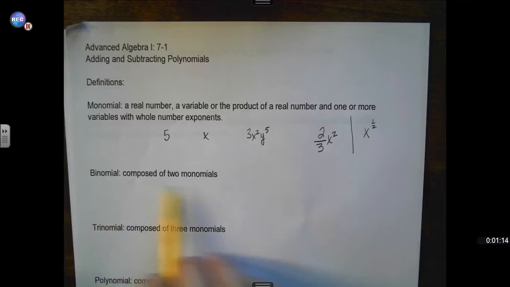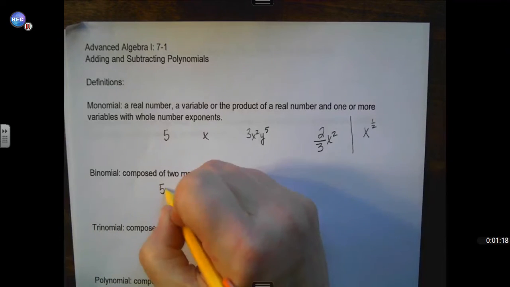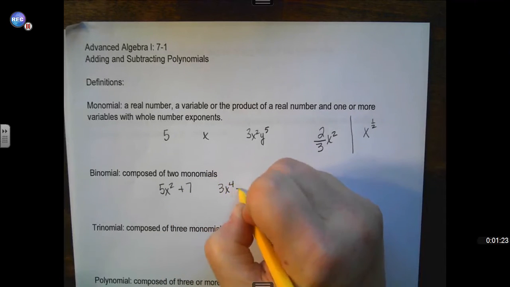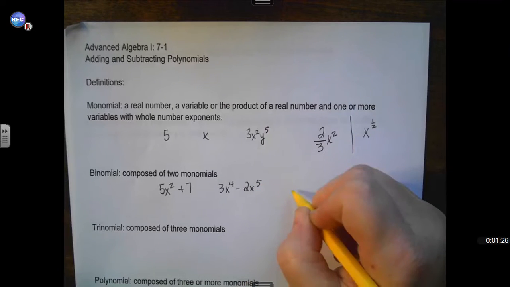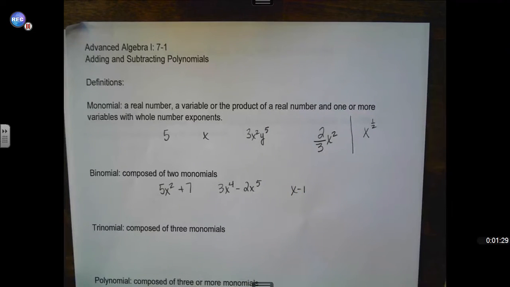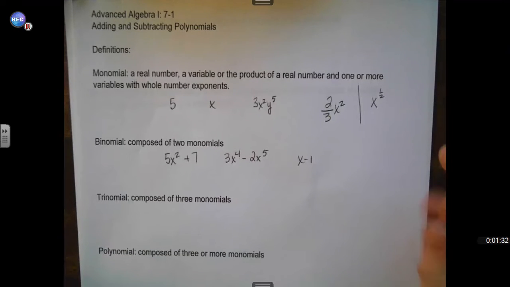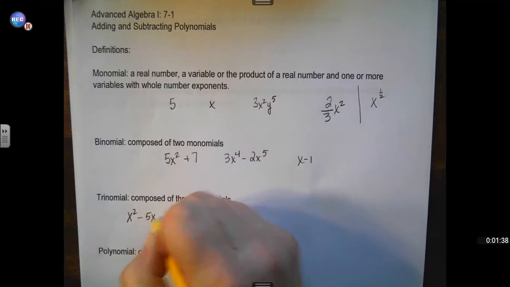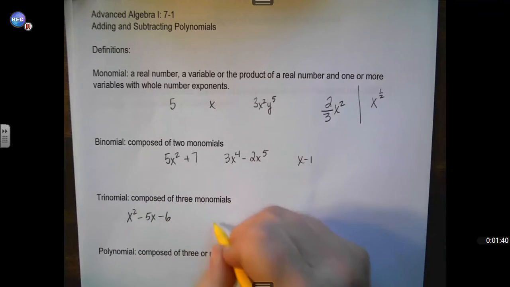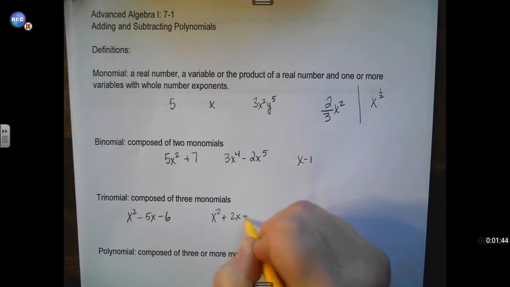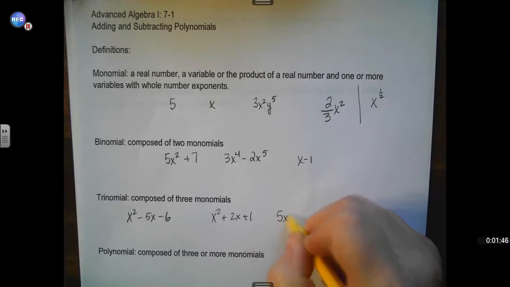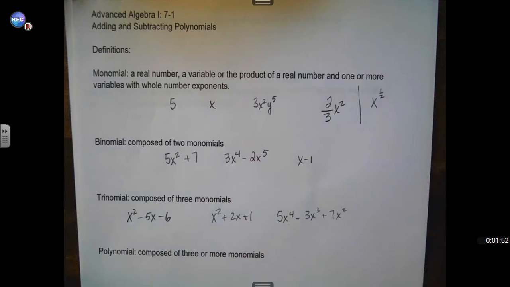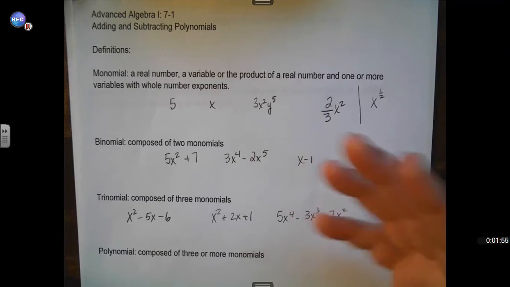And then a binomial is composed of two monomials: 5x squared plus 7, 3x to the 4th minus 2x to the 5th, simply x minus 1. Those are binomials. Trinomials are composed of three monomials, so x squared minus 5x minus 6, x squared plus 2x plus 1, 5x to the 4th minus 3x cubed plus 7x squared. Those would all be considered trinomials, okay?